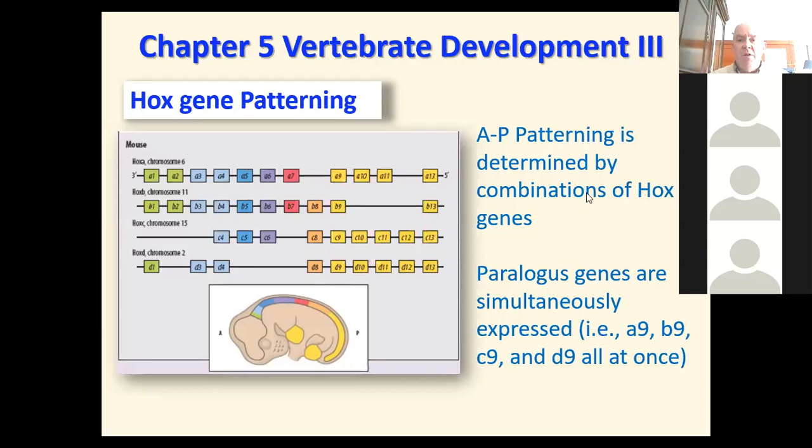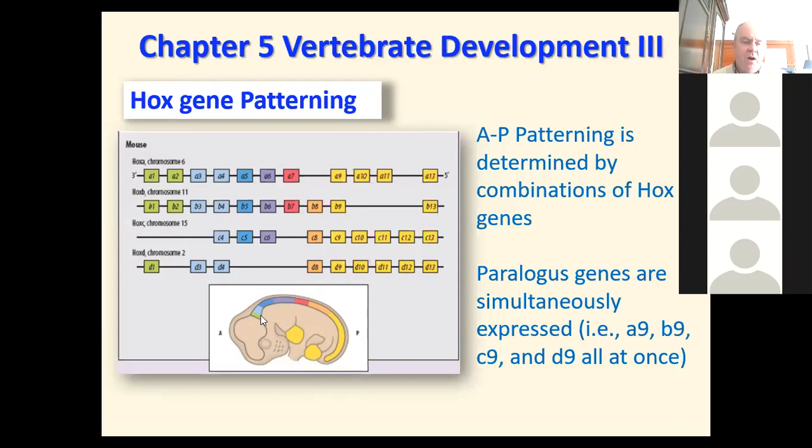Now, getting back to the combinatorial thing, if you got all the 1s being expressed, that ends up being hindbrain up here, okay? All the 2s being expressed, it ends up a little bit further back. The 3s produce this area. The 4s are down here. So they're getting expressed from head to tail in a sequential manner.